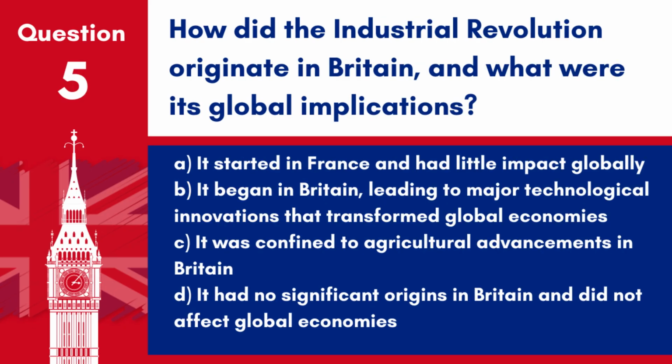Question 5. How did the Industrial Revolution originate in Britain, and what were its global implications? A. It started in France and had little impact globally. B. It began in Britain, leading to major technological innovations that transformed global economies. C. It was confined to agricultural advancements in Britain. D. It had no significant origins in Britain and did not affect global economies.